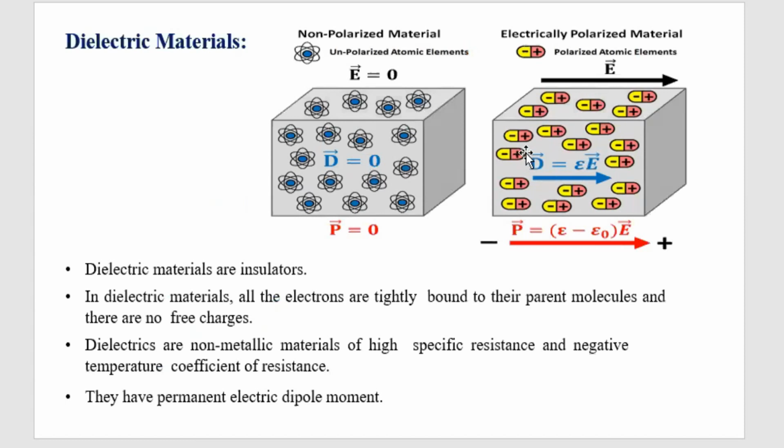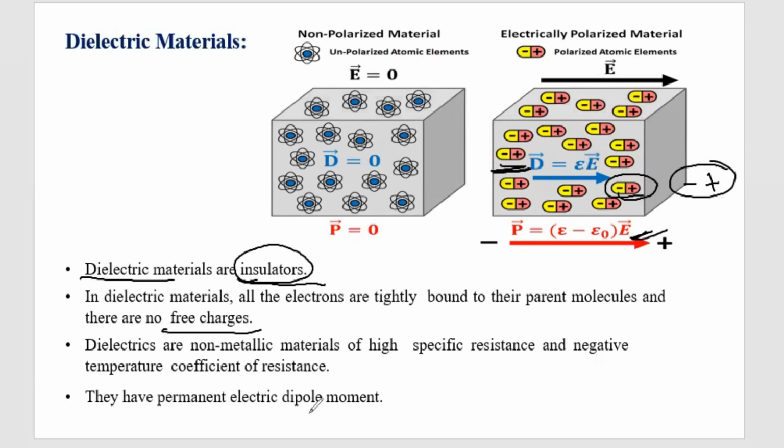So what are dielectric materials? Among the insulators, some materials, when they are placed inside the electric field, form dipoles. The positive charge and negative charge get separated in the presence of the electric field. Such materials are called dielectric materials. In these materials, only the charges get separated apart, but they are not free charges, and they have a permanent electric dipole moment.